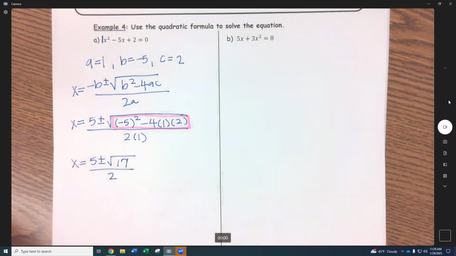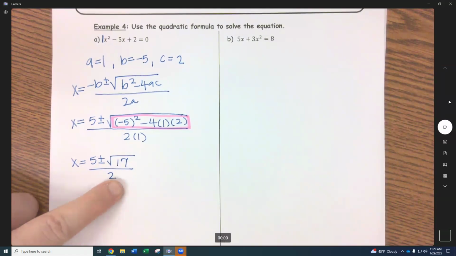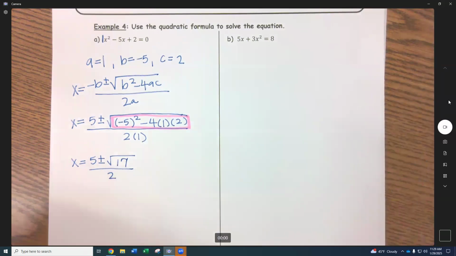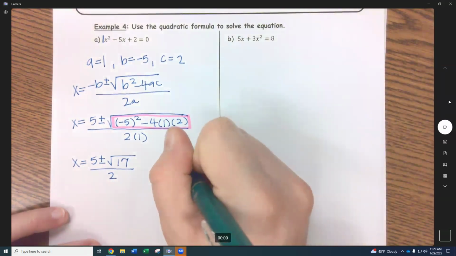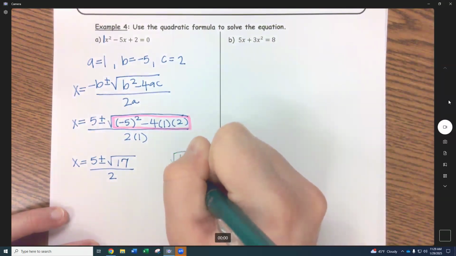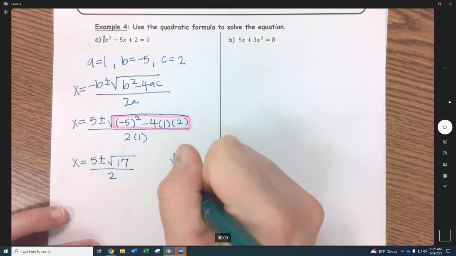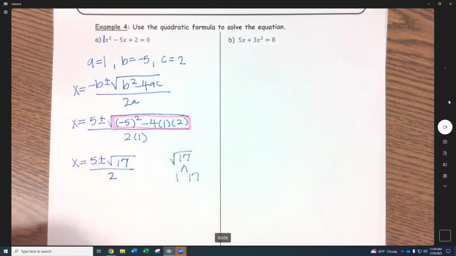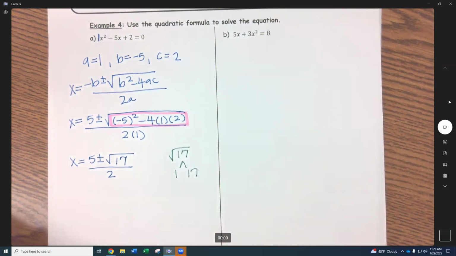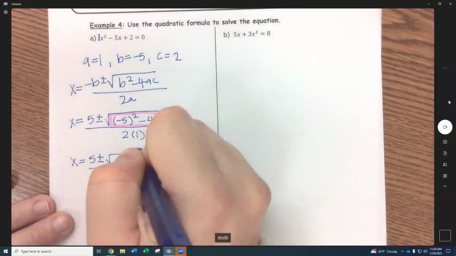Okay. Now, if I could break down the square root of 17, just like I can break down the square root of 20, I need to do that. But when you have the square root of 17, this is a prime number. The only way to get to 17 is 1 and 17. I don't have a pair of anything to come out. And so this is my answer right here.